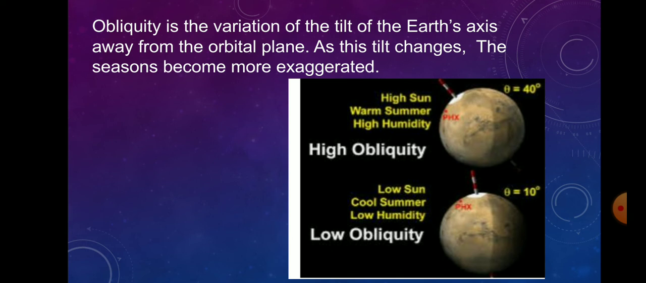As you can see, there is a warm summer and then high humidity. If there is the smaller angle, which is 10, the less ice melts because there is low sun, and then cool summer and low humidity. And the greater the chance of ice age when there is a smaller angle, 10. Obliquity changes approximately every 41,000 years.